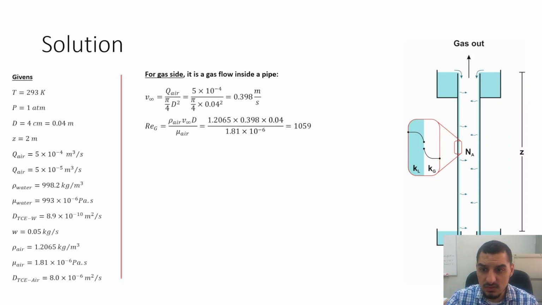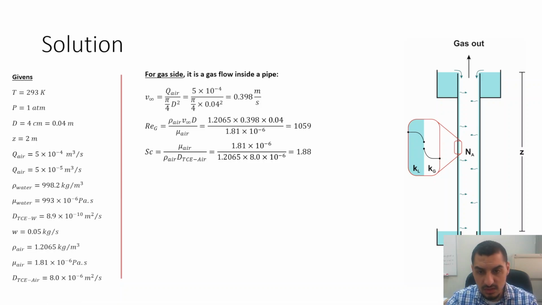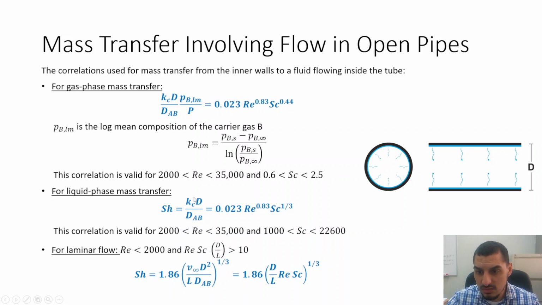Reynolds number is going to be rho v d over mu, and we substitute with the values that we have here, and then we have Reynolds number as 1059. So this is a small value. If we go back to this slide, it does not satisfy this condition. However, it satisfies this condition, and we need to make sure that this condition is satisfied as well to use this relation.